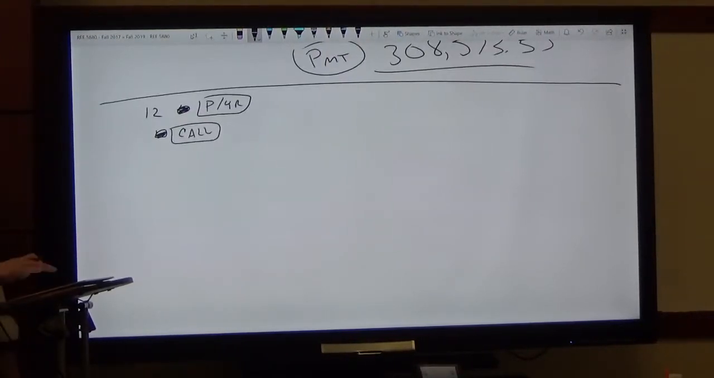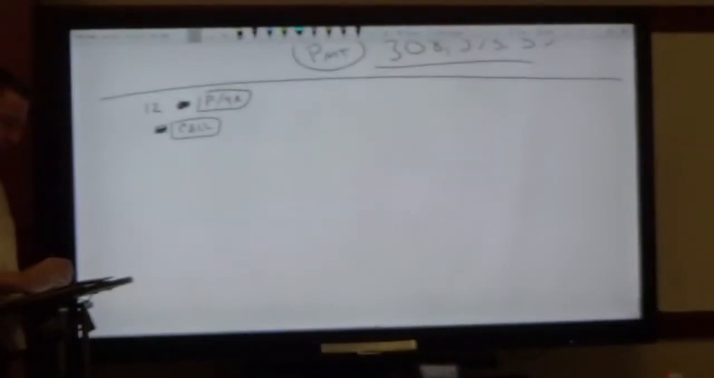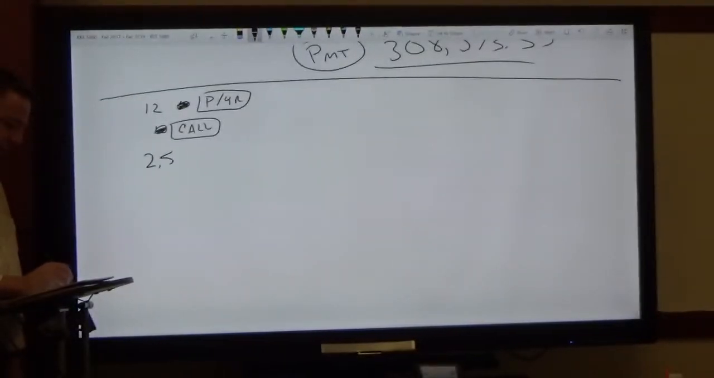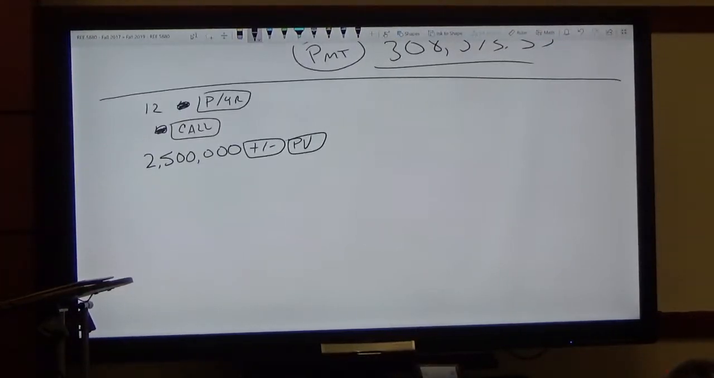2.5. Is that what we spent on the last one? No, we spent 2. Okay, we're upping the game a little bit. So 2.5 million is what we're going to spend on it. So that's going to be our cash outflow.